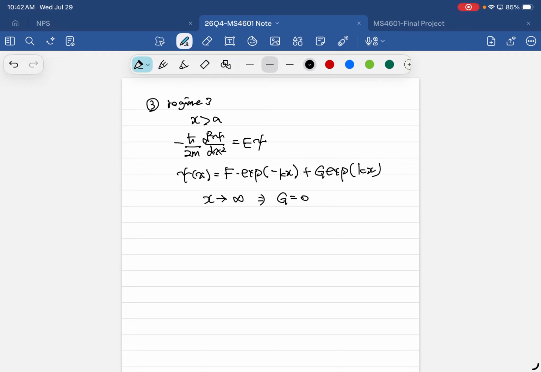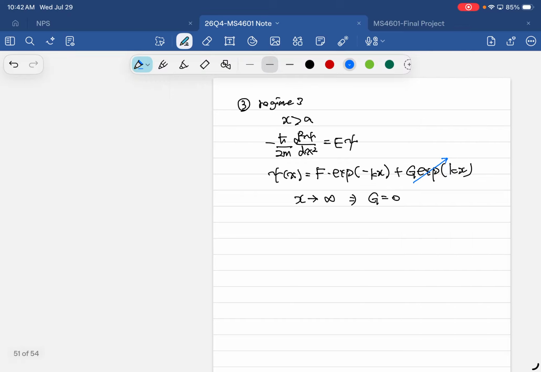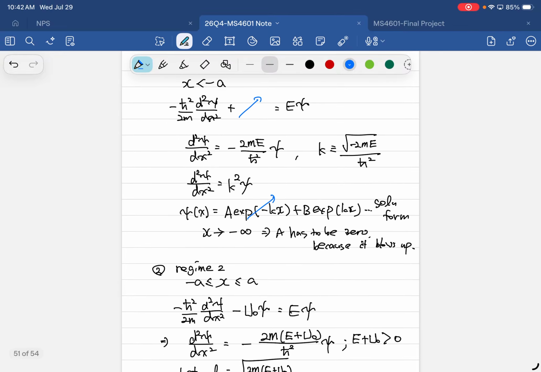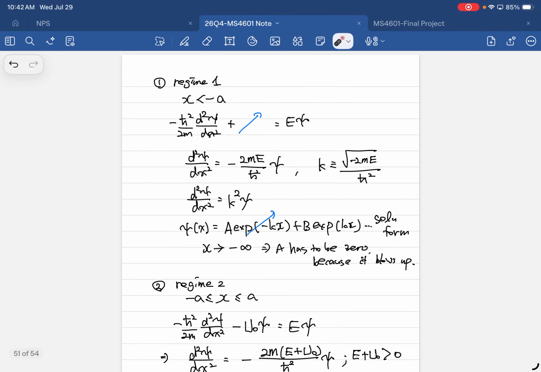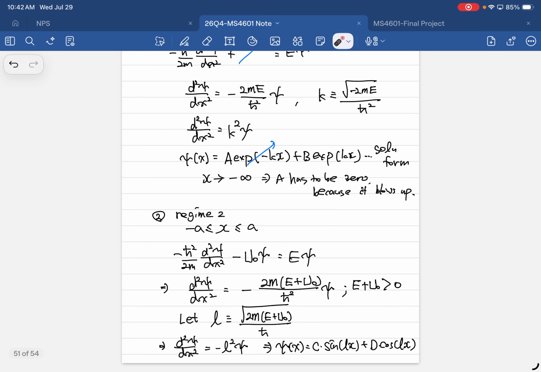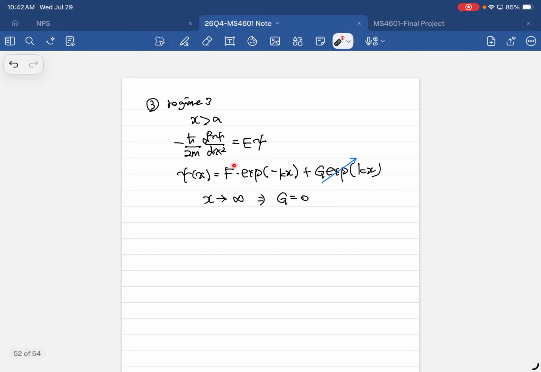Okay, so now we got the solution here. Basically G goes to 0, this term goes to 0. So then we have the solution: for regime 1, we have this part, for regime 2, we have the two terms, and for regime 3, we have that. So now we are going to consider just the even solution.